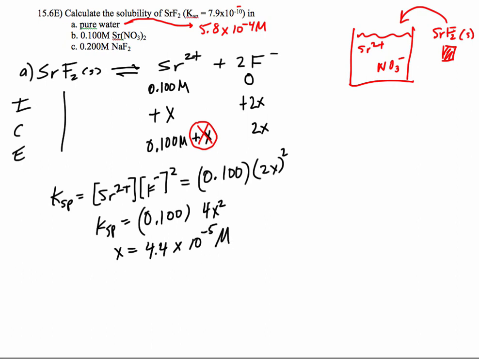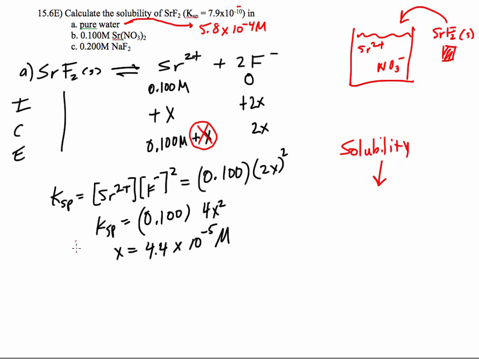Okay, now let's take a look up here. Up here I had 5.8 times 10 to the negative 4. This is now 4.4 times 10 to the negative 5. So what has happened to our solubility by having this strontium ion in here? Our solubility went down. Solubility decreased due to what's called the common ion effect. This is standard. Anytime you have a common ion in the problem, it is going to always reduce your solubility.